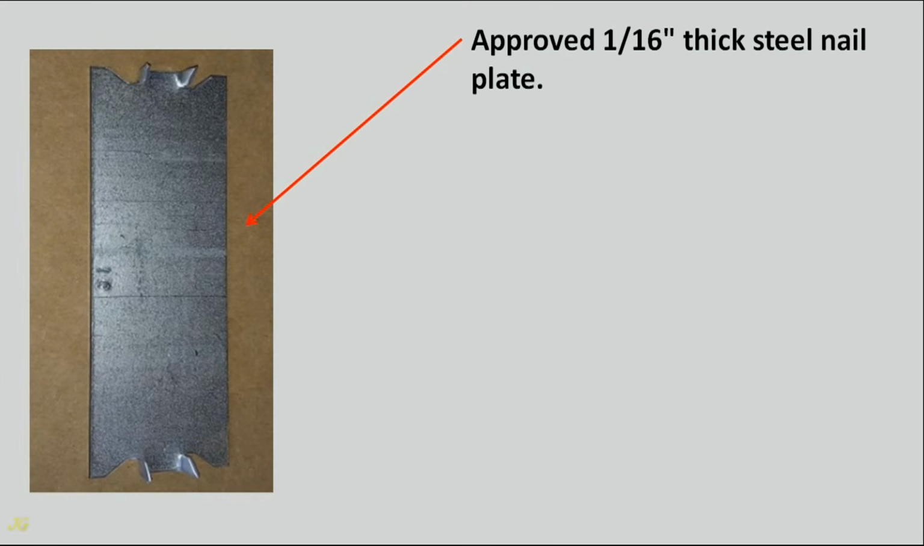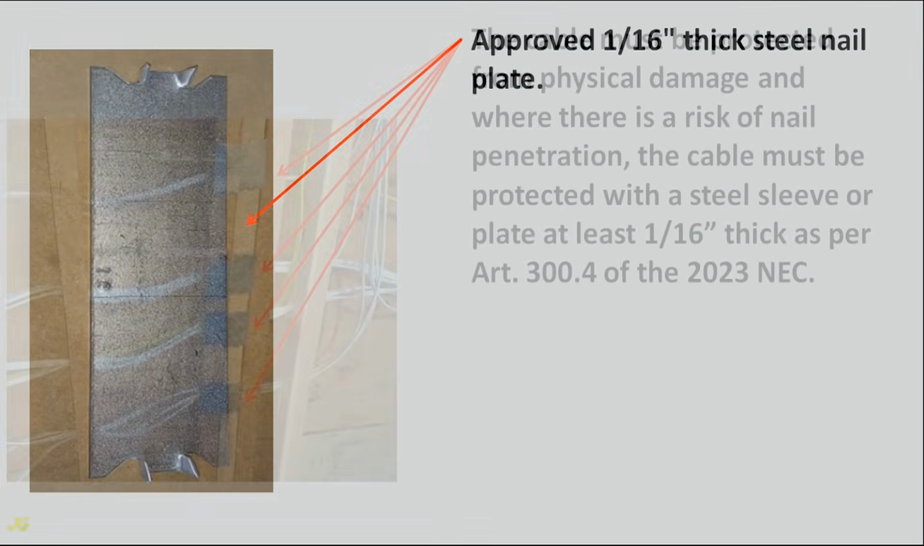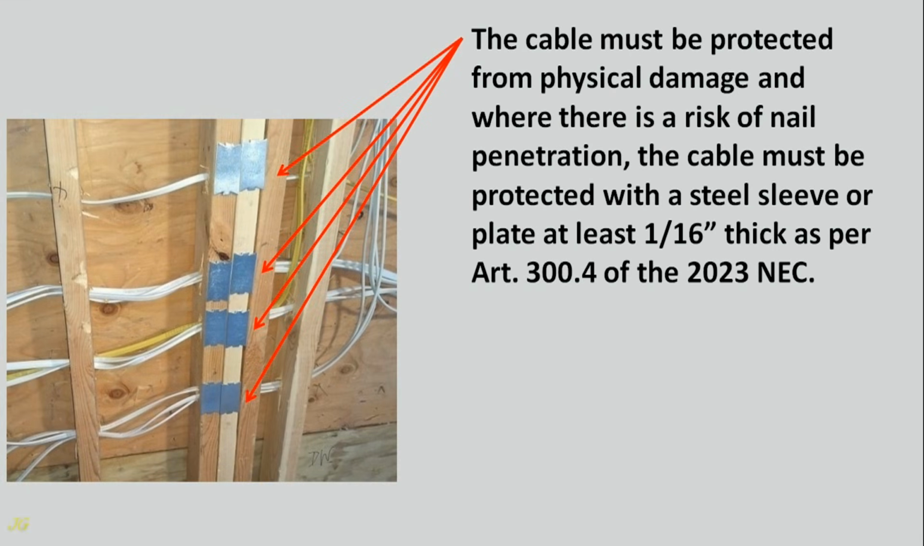Approved 1/16-inch thick steel nail plate. The cable must be protected from physical damage where there is a risk of nail penetration. The cable must be protected with a steel sleeve or plate at least 1/16 thick as per Article 300.4 of the 2023 NEC.